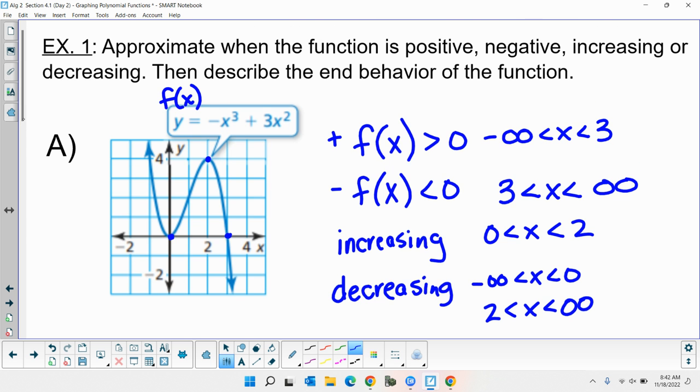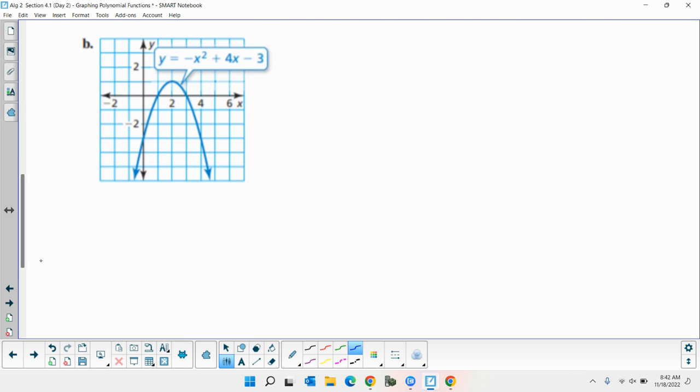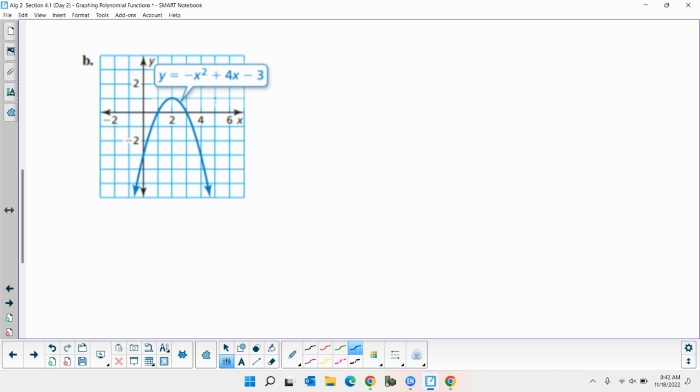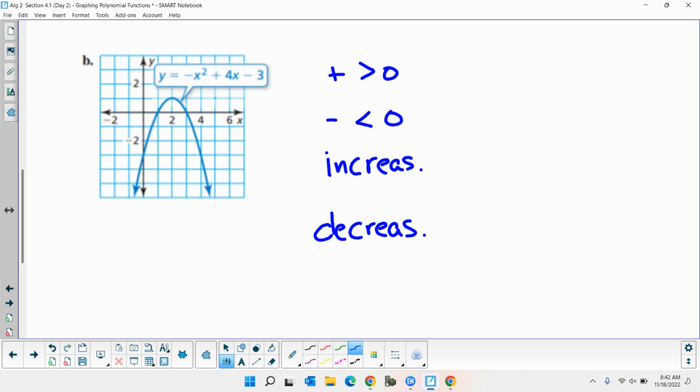All right, you guys try this one. Remember, when's it positive? Meaning greater than 0. Negative, meaning less than 0. Increasing and decreasing. Go ahead. Then we'll go over here in a minute. Then that'll probably be all we can get done today. I'll give you 2 minutes.